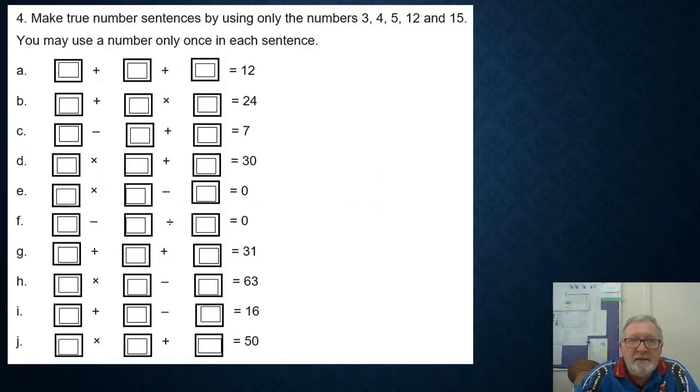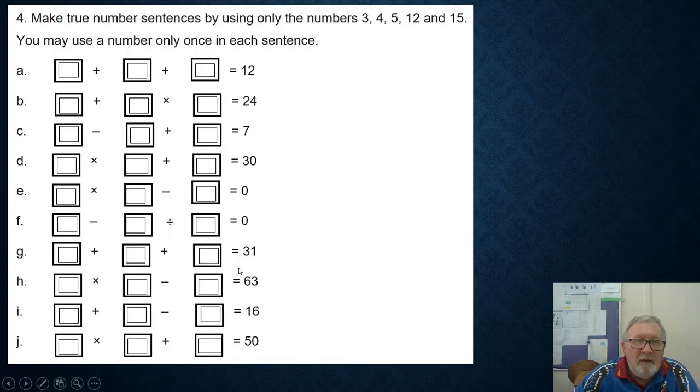One last exercise, and this one might take you a while. The only numbers you're allowed to use in these boxes are those numbers there: 3, 4, 5, 12, and 15. The operations are given to you here.